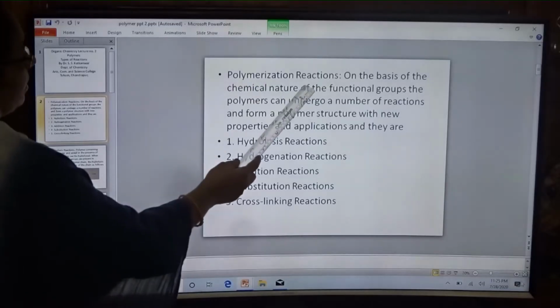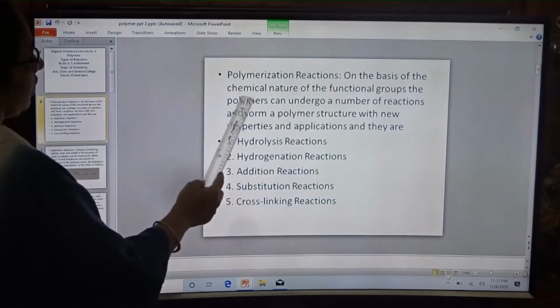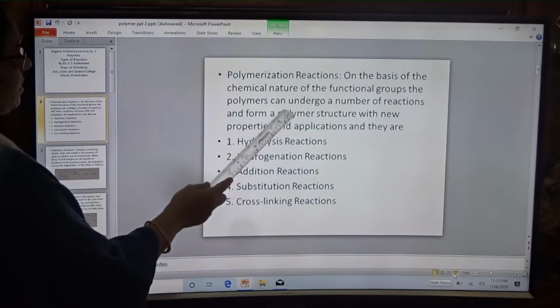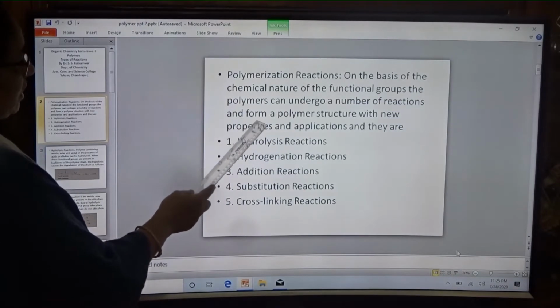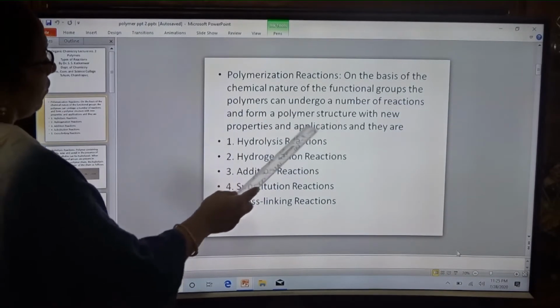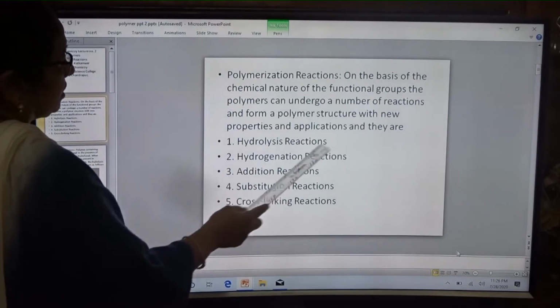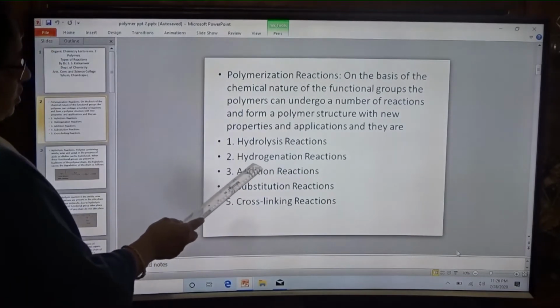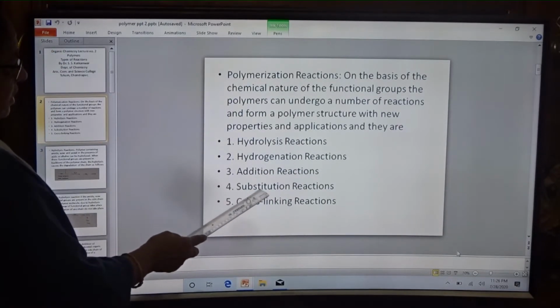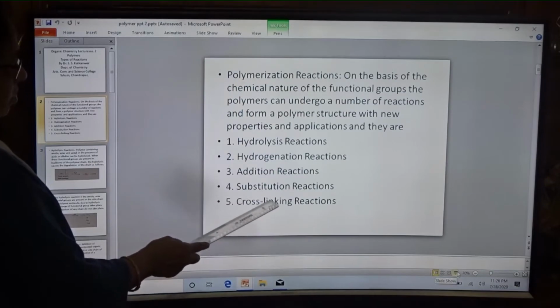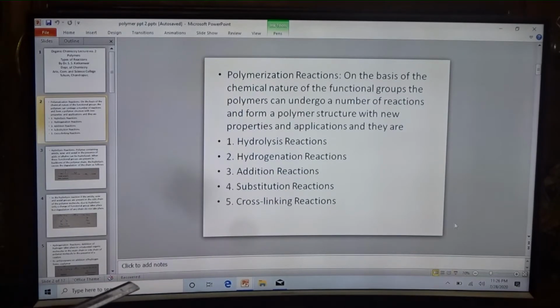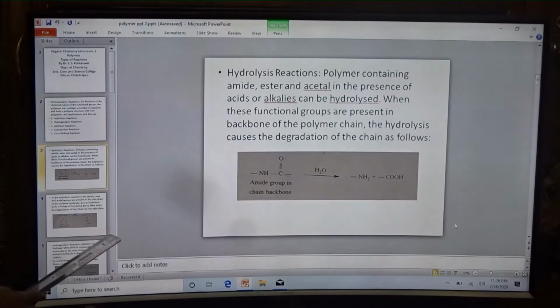The topic is polymerization reactions. On the basis of the chemical nature of the functional group, polymers can undergo a number of reactions and form a polymer structure with new properties and applications. They are hydrolysis reaction, hydrogenation reaction, addition reaction, substitution reaction and cross-linking reactions. So these are the 5 types of reaction.